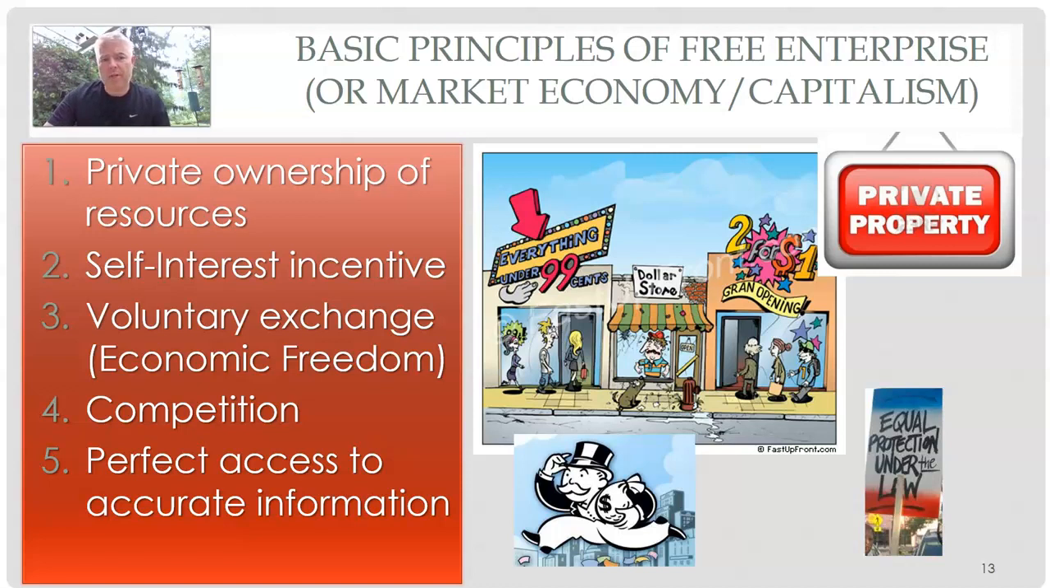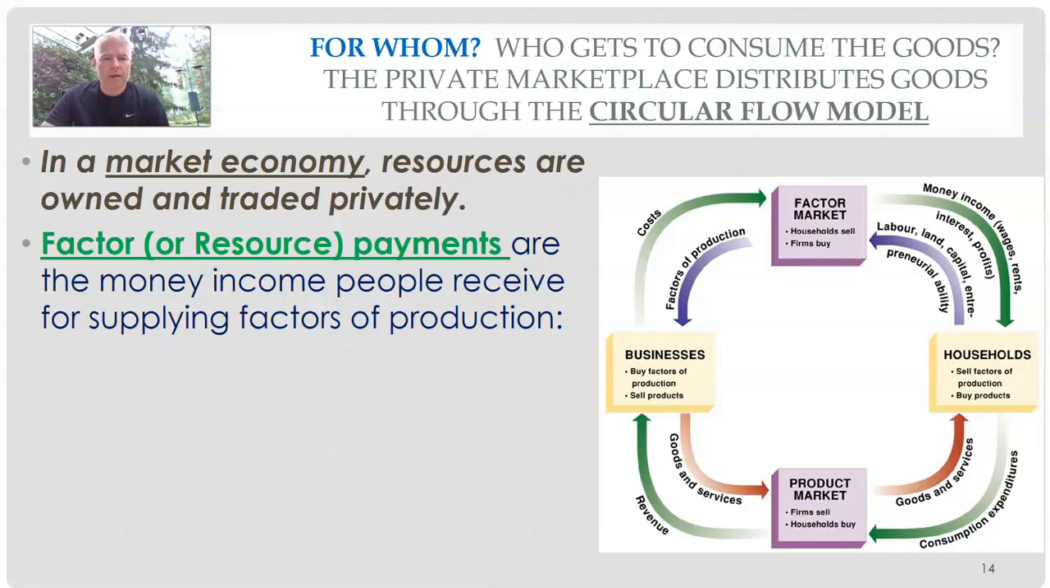When all of these conditions are present, we have a true market economy, what Smith referred to as the theory of capitalism. In a market economy, resources are owned and traded privately. You are going to sell those resources in the marketplace in order to get the money income you need to buy the goods and services you want. Economists explain this through something called the circular flow model.